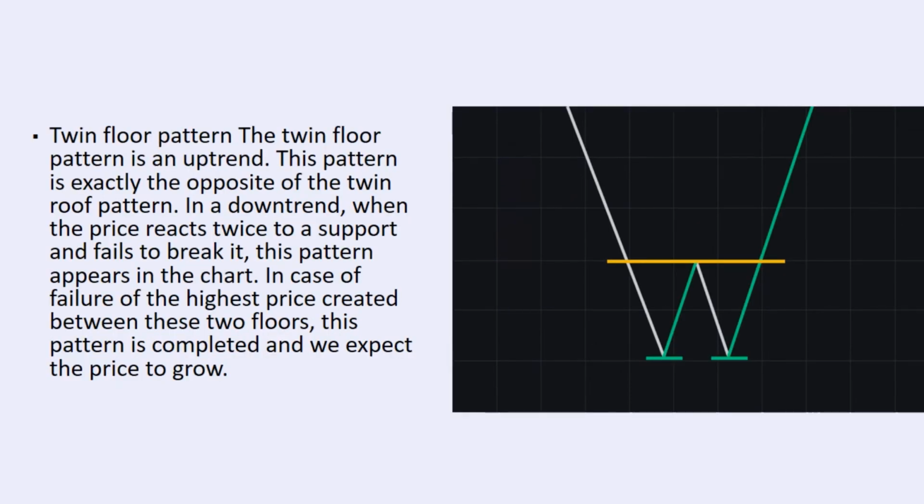Double bottom pattern. The double bottom pattern is an uptrend. This pattern is exactly the opposite of the double top pattern. In a downtrend, when the price reacts twice to a support and fails to break it, this pattern appears in the chart. When the highest price created between these two bottoms is broken, this pattern is completed and we expect the price to grow.